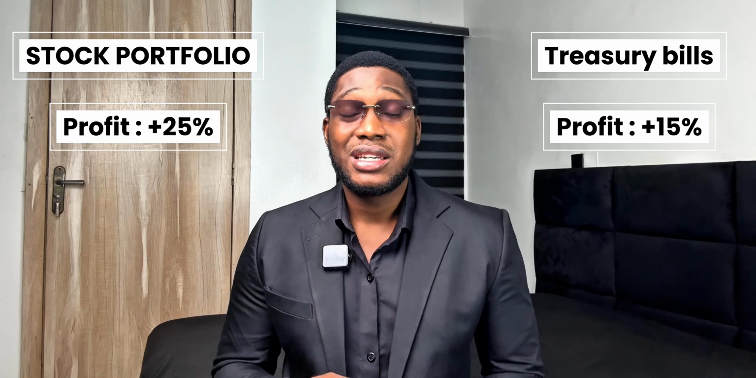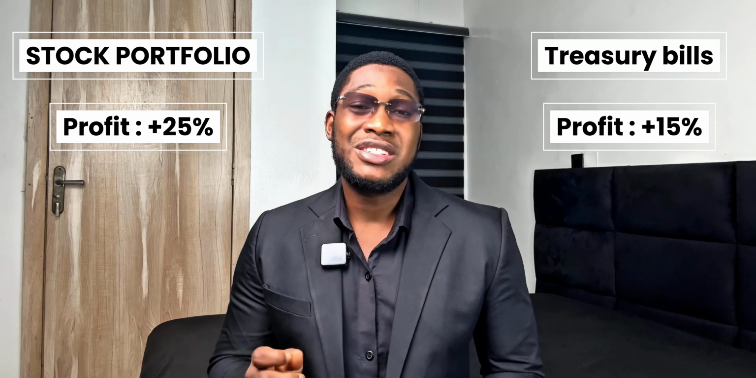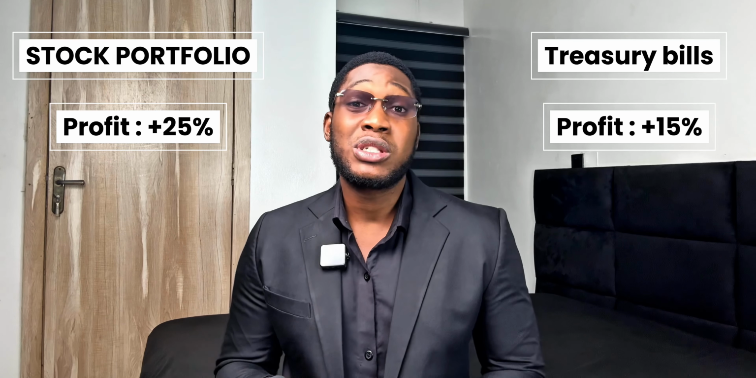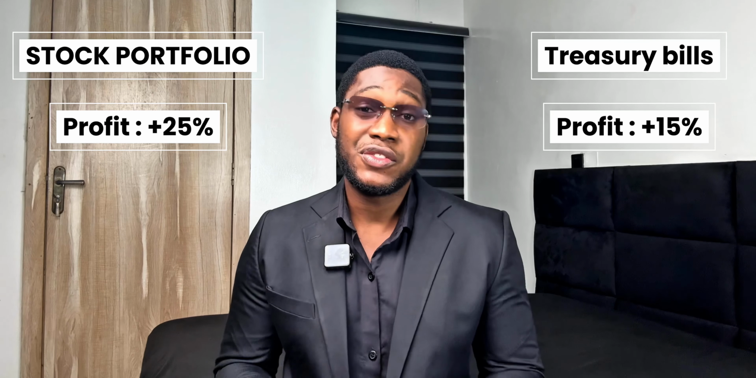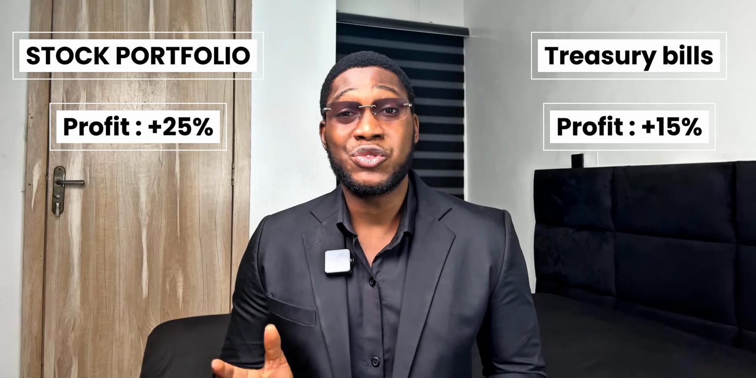Now, take for instance, a portfolio yields about 25% per annum, when the risk-free rate for that year is about 15%. This automatically means that the portfolio is earning an extra 10% as opposed to what they would have gotten if they had invested in treasury bills or the risk-free rate for that year, which is 15%. An extra 10% sounds good, right?